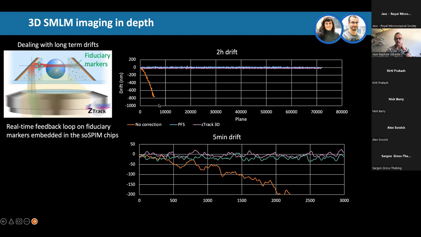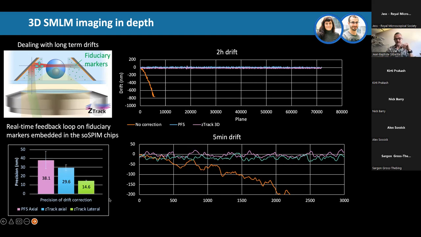So this is with zero correction. This is a drift, a lateral or axial drift, whatever, that we can measure. Without correction, you can have a drift of your sample in X, Y, Z very quickly outside of the thickness of your light sheet. But after correction, here is even a comparison with a perfect focus system, which does a physical correction by reflection. Z-Track gives about the same type of performance, but it's not only Z, it's X, Y, and Z.